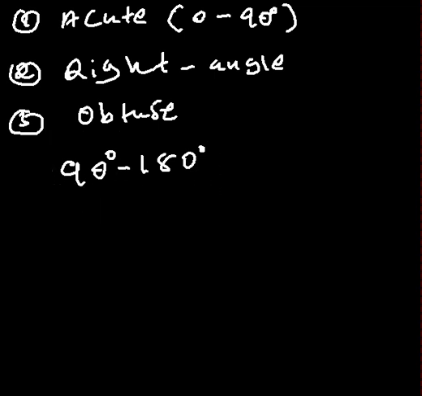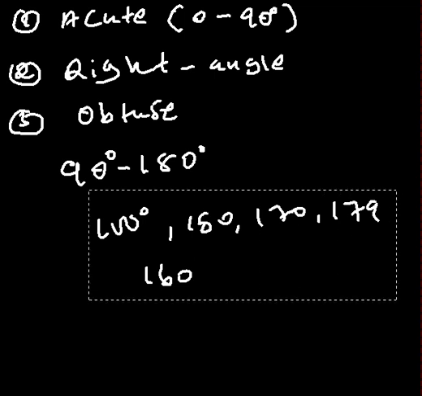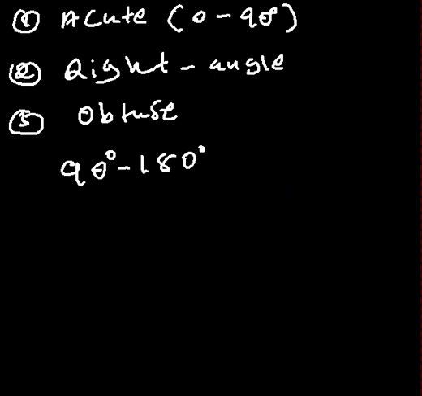So we can have, let's say, 150, 170, 160. All these are examples of obtuse angles.